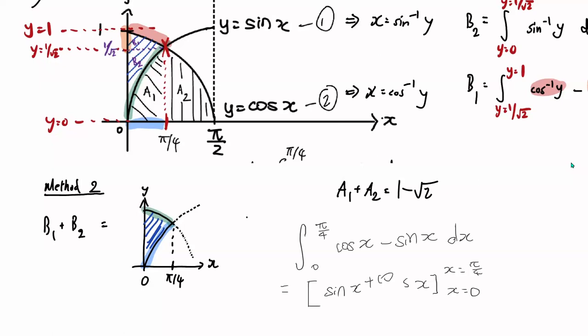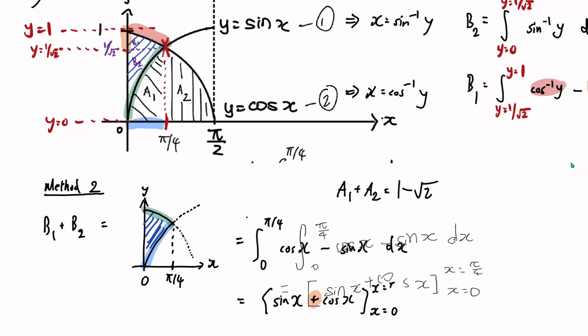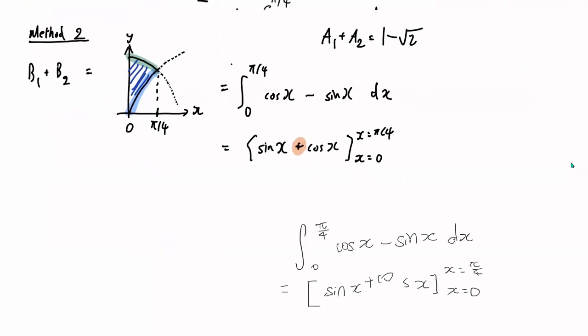Okay. So this is equal to, let me just copy down your working. The top function, the green one, cosine x, minus away the bottom one, sin x dx. What was it again? Sin x plus cosine x. I'll just highlight the plus. Then x goes from 0 to pi over 4. Now we just sub in. What's sine pi over 4 and cosine pi over 4 again?